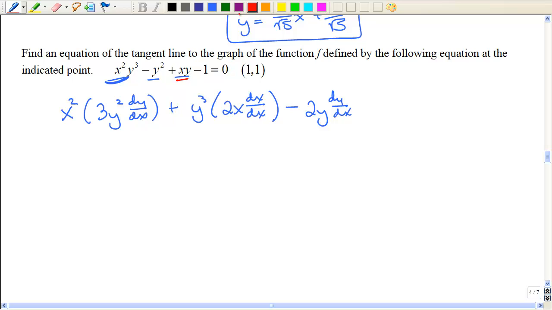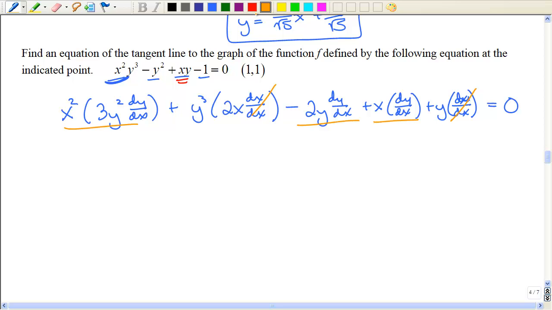Now we're to this one, that's also a product. So let's say it again. The first times the derivative of the second plus the second times the derivative of the first. Then the derivative of 1 is 0, and the derivative of 0 is 0. All right, so now I'm going to go through all the dx's. And so now we've got, look at all these terms that have a dy dx. 1, 2, 3. So all of those are going to stay. The rest are going to move to the other side.